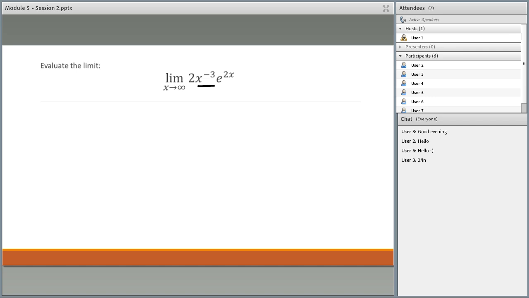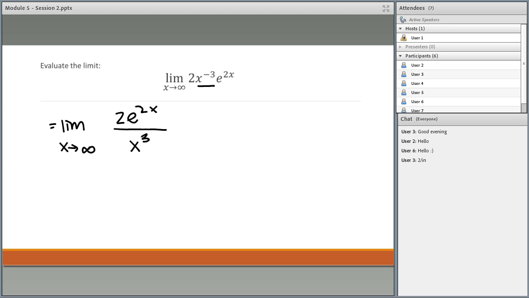Well, the x to the negative 3, remember a negative exponent just means move to the denominator. So I could rewrite this as the limit as x approaches infinity of 2, that stays where it is, e to the 2x over x to the third. To use L'Hopital's rule, at least right now, we need a fraction. So I can take the derivative of the numerator and the derivative of the denominator.